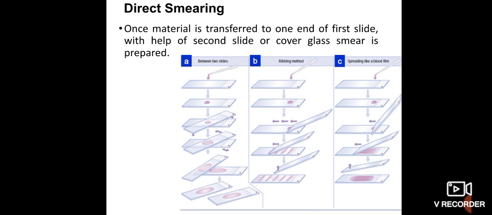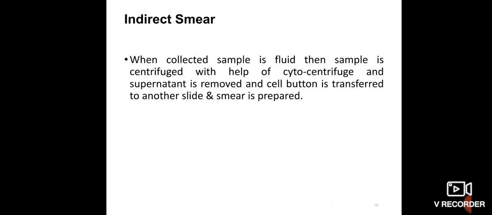Then we have indirect smearing, in which we get a larger amount of sample, for example if you are getting any fluid or any cystic swelling, so usually we will get more sample. So what we do is centrifuge that sample, discard the supernatant, and whatever sediment is there, we take a drop of sediment, keep it on a slide, and again form a smear like we did in the direct method. So this is the indirect smear.